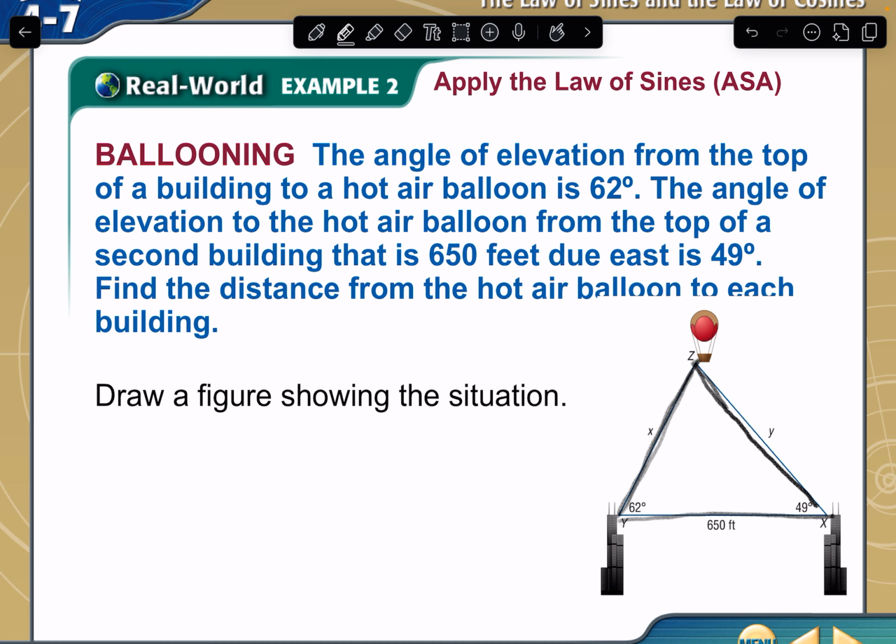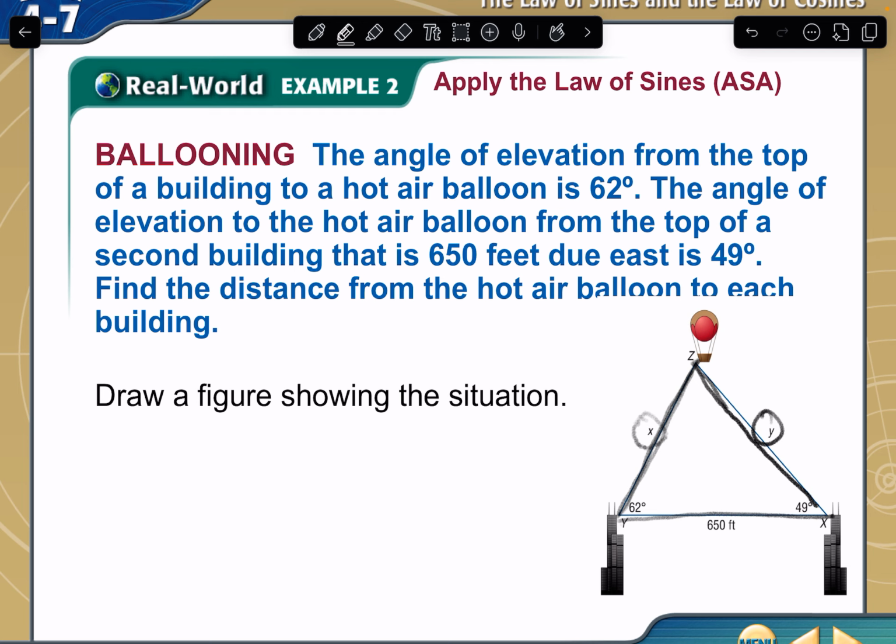It is asking you to specifically find the distance from the hot air balloon to each of the buildings. So I'm trying to find X and Y. In doing that, it doesn't specifically ask you to find the angle measure of Z, but the only side length that I'm given is Z. So I really need the information for Z to be able to find my other missing sides.